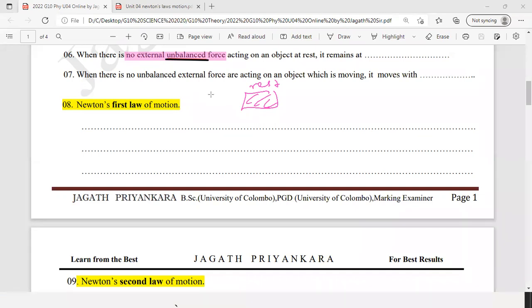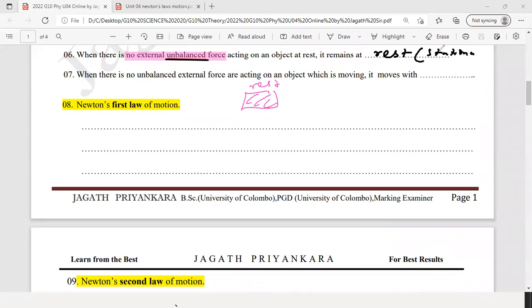Therefore, until you make them unbalanced, you stay at rest. If one leg of the chair is broken, the forces become unbalanced, then you will face an accident. So when no unbalanced force is acting on an object at rest, it remains stationary. It remains at rest.